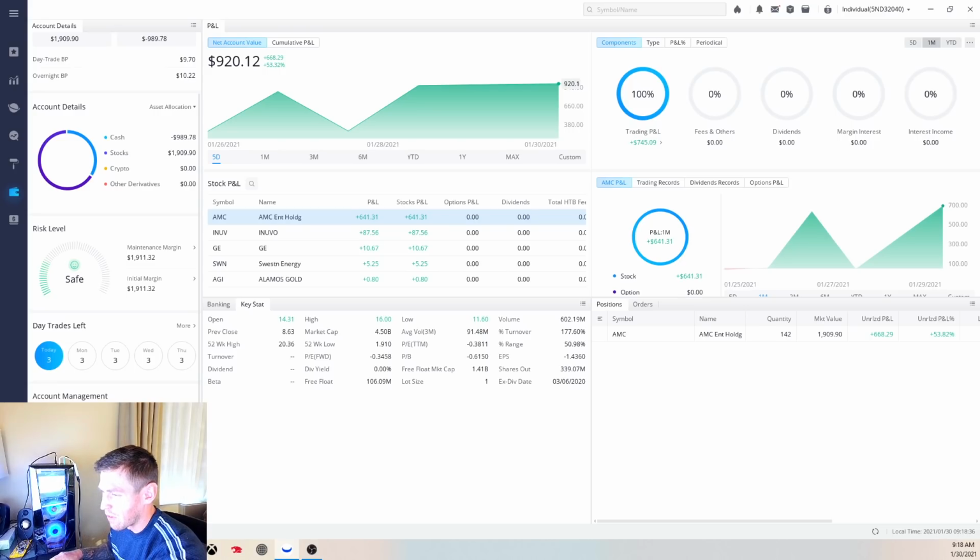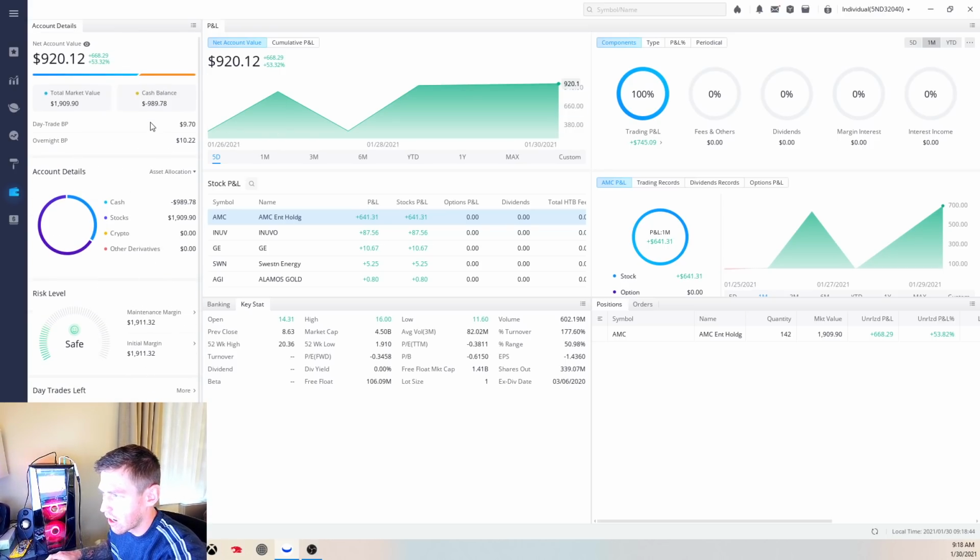You can open an IRA if you'd like, apply for options trading, statement, crypto trading. It gives you your trade confirmation, your tax documents. Everything is laid out in a very simple and easy to use way. Shows you your day trading buying power, your overnight buying power, your cash balance, total market value, the whole nine yards.